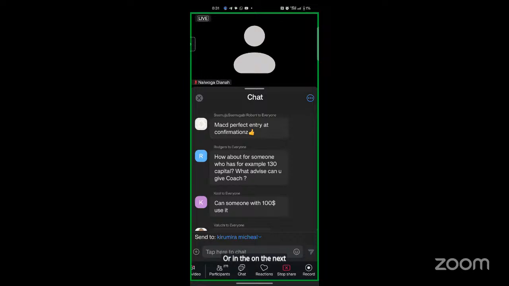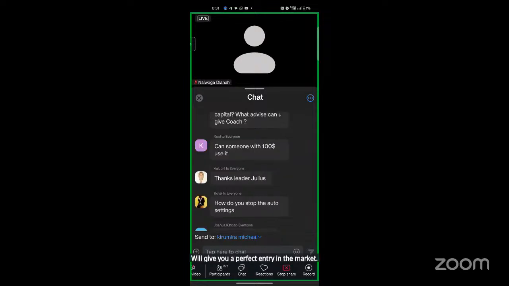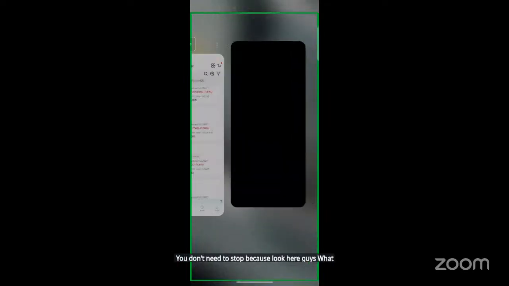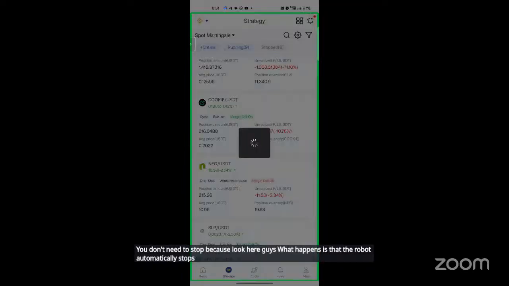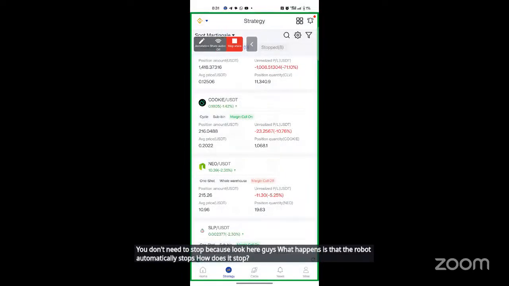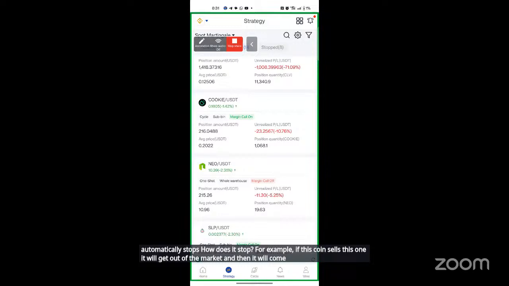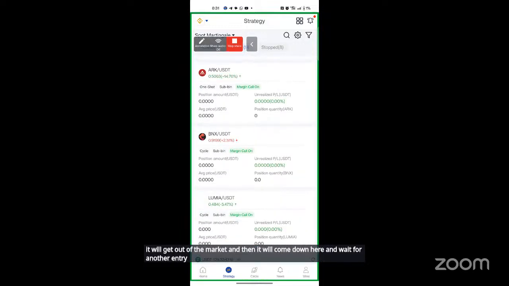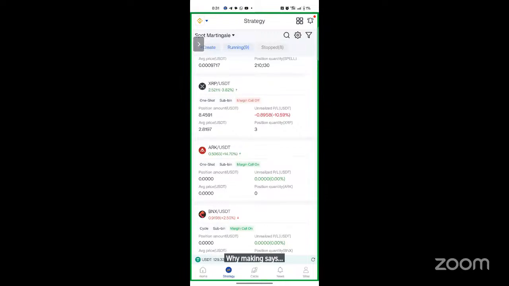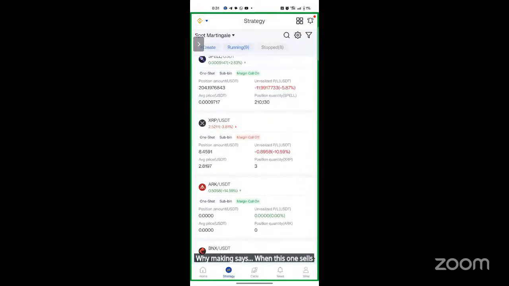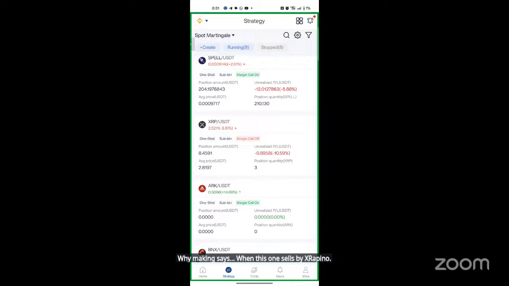Yes, the MACD will give you a perfect entry in the market. You don't need to stop because look here, guys. What happens is that the robot automatically stops. How does it stop? For example, if this coin sells, it will get out of the market, and then it will come down here and wait for another entry. Am I making sense?